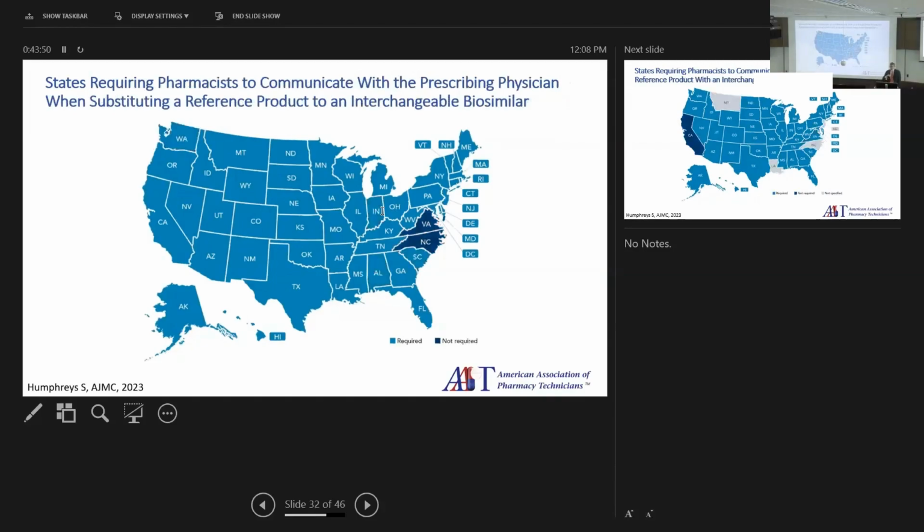Some states may not require provider approval, but they require that you at least notify the provider. Send them some kind of message that says, hey, your patient's insurance, where we switch this patient from the prescribed biologic to the biosimilar for these reasons, we just wanted to let you know. And so this is required in most states. Most states require that you notify the provider that you make this switch, with the exception of Virginia and North Carolina.